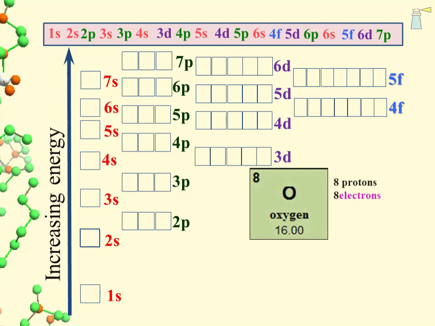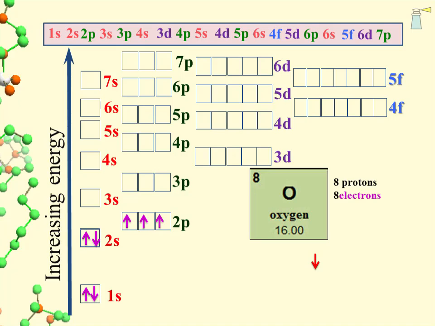Now oxygen. Let's pick up the pace a little bit. 8 protons and 8 electrons. The first pair goes in the 1s, the second pair goes in the 2s. 3 electrons go into their own equal energy 2p orbitals, and that leaves 1 electron. The 2p orbitals are only half filled, so we are not done with them.